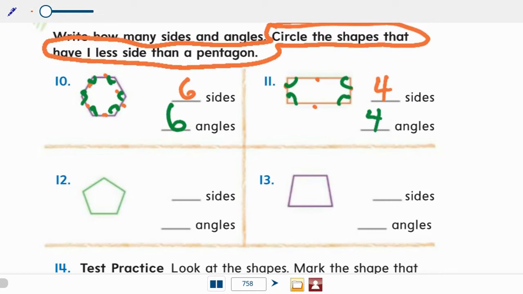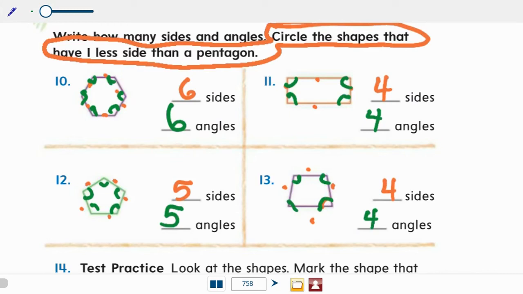All right, next up, I've got one, two, three, four, five sides, and then our angles, one, two, three, four, five. Five sides, five angles. All right, and number 13, I've got one, two, three, and four sides, and then my angles, one, two, three, and four. So I've got four angles.